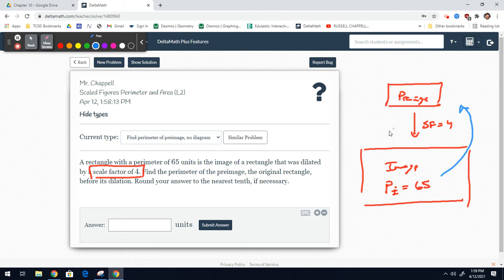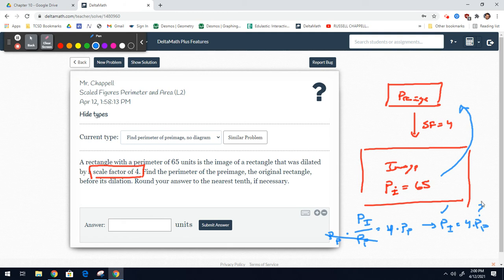Well, the ratio of the perimeters, so the perimeter of the image over the perimeter of the preimage, is going to equal the scale factor, which is just 4. So we're not doing scale factor squared, just the scale factor. We multiply both sides by the perimeter of the preimage. They cancel. So the formula is the perimeter of the image is equal to 4 times the perimeter of the preimage. We know the perimeter of the image, the final answer. We don't know the perimeter of the preimage.